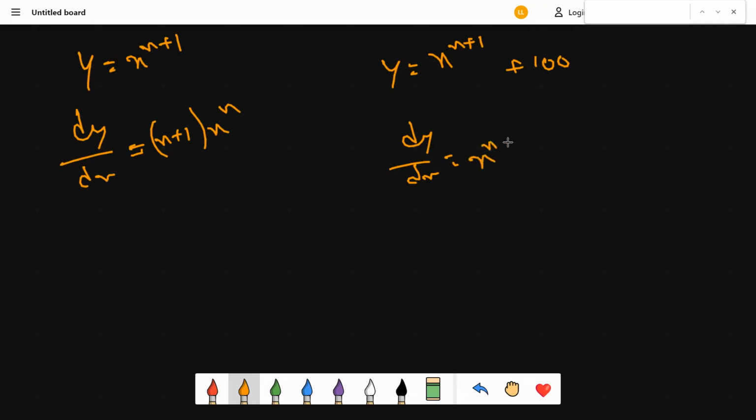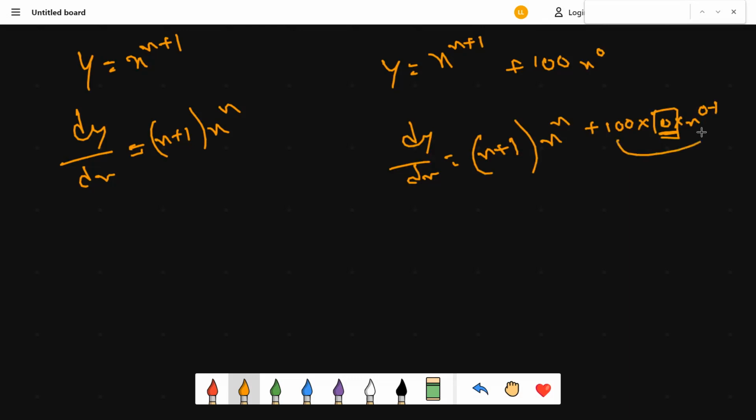So it should be x to the power n plus 1. Sorry. It should be n plus 1 times x to the power n. Now, this 100 means what? There is an imaginary x to the power 0 there. So 100 times that power comes in front, so 0 times x to the power 0 minus 1. And anything multiplied with 0 becomes what? 0. That means the dy by dx of this expression is also n plus 1 x to the power n.